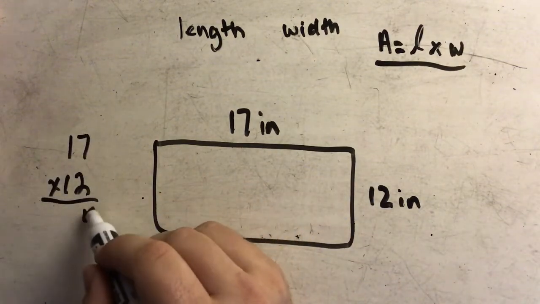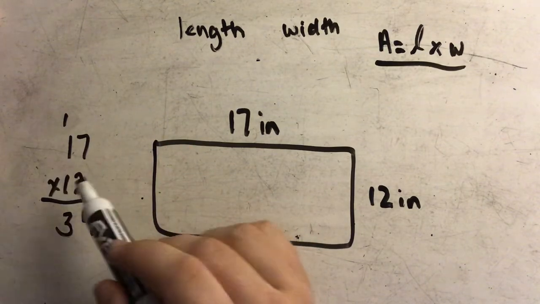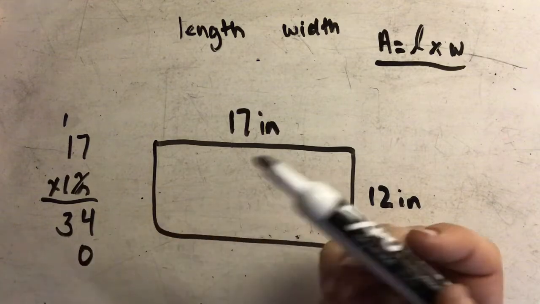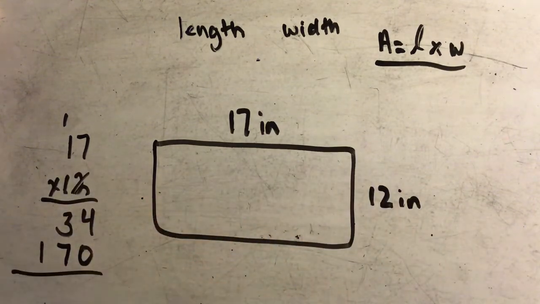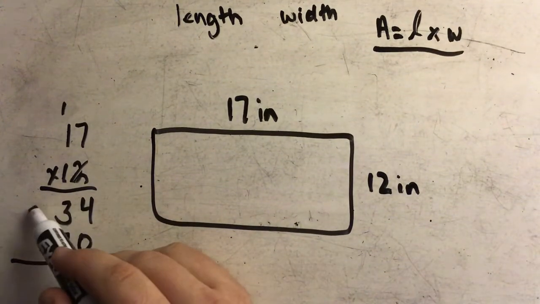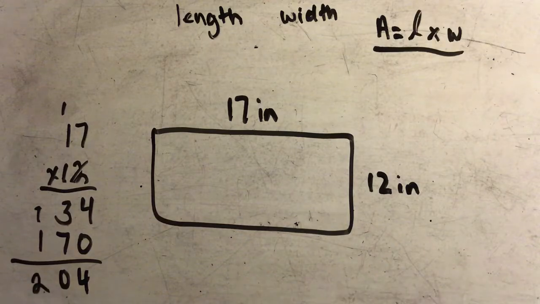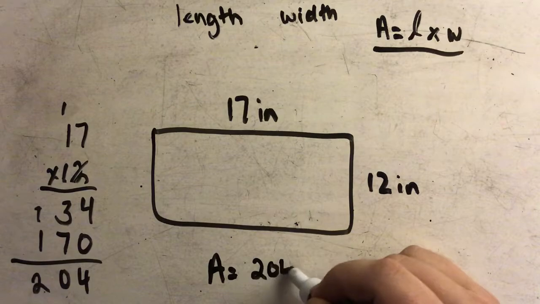2 times 7 is 14. 1 times 2 is 2, plus 1 is 3. Bring a 0 for your placeholder. 1 times 7 is 7, and 1 times 1 is 1. And when I add those together, I come up with 204 as my area. So area would be equal to 204.